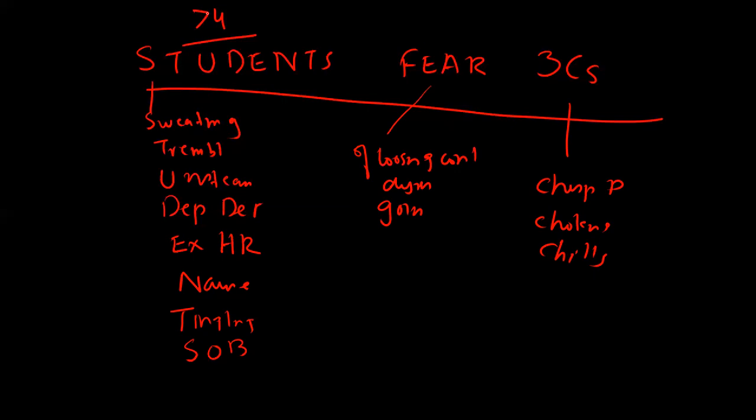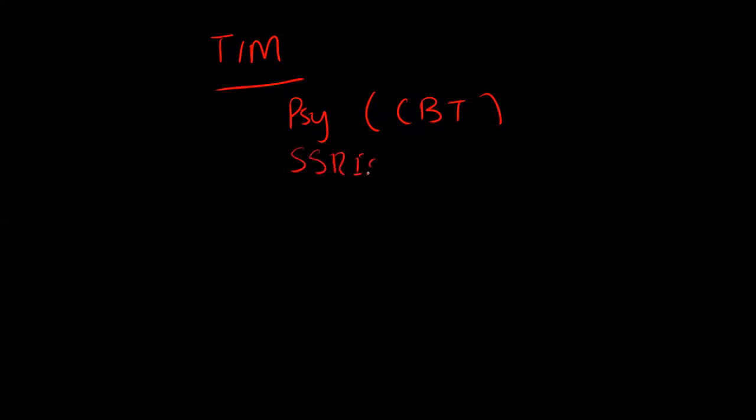Coming to the treatment, basically the treatment of the patient, we start with psychotherapy. The most important one is cognitive behavior therapy. In pharmacotherapy, we have SSRIs, or we can give the patient SNRIs. They both are equally effective.